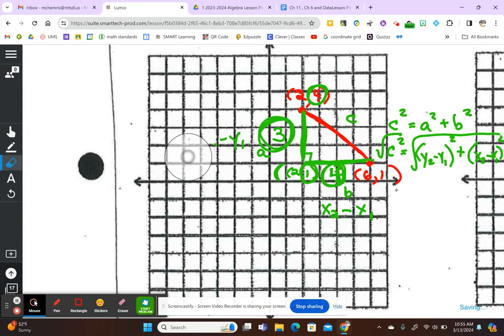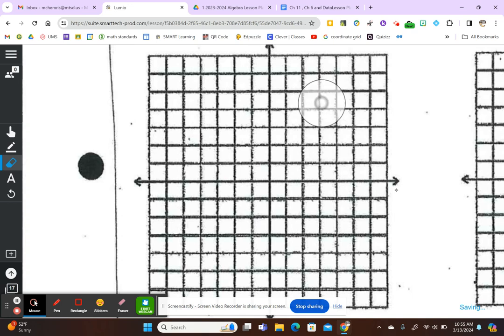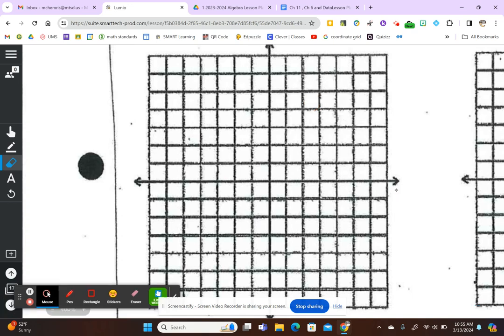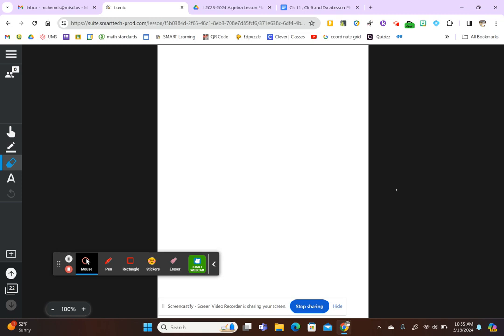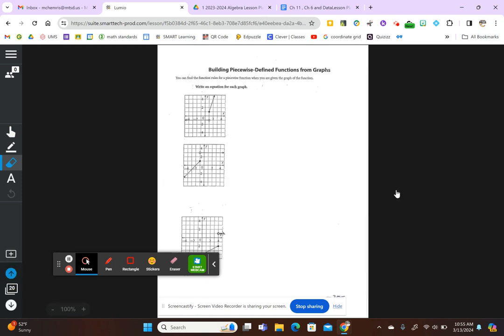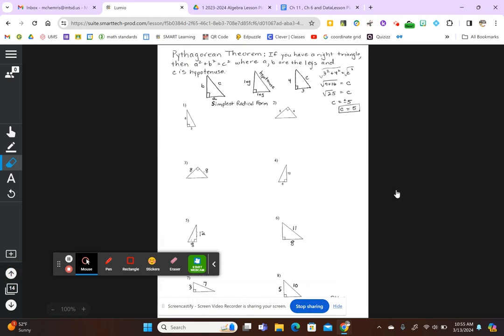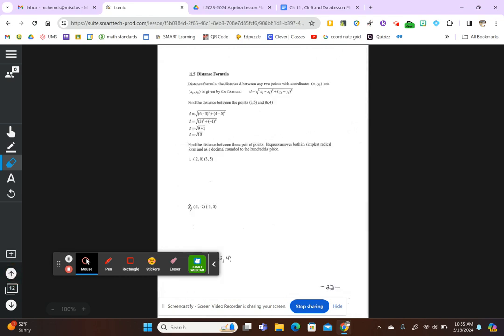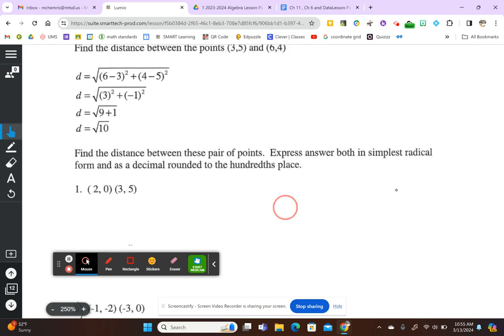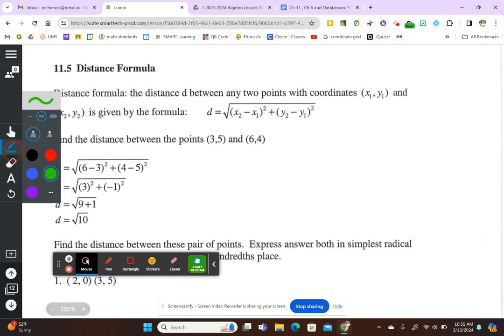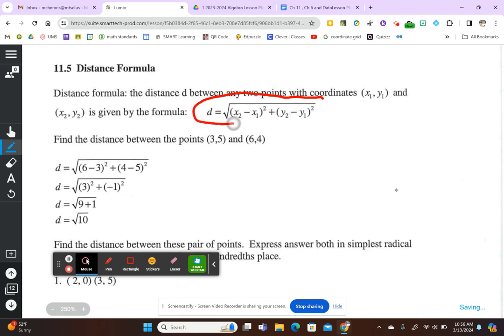So now, if you turn in your packets, let's see what page. Okay, turn to page 22 in your packet, and we go over the distance formula. So it tells you that the distance formula is the difference in your x values squared plus the difference in your y values squared, and you square root the whole thing. And again, this formula was derived from the Pythagorean theorem.